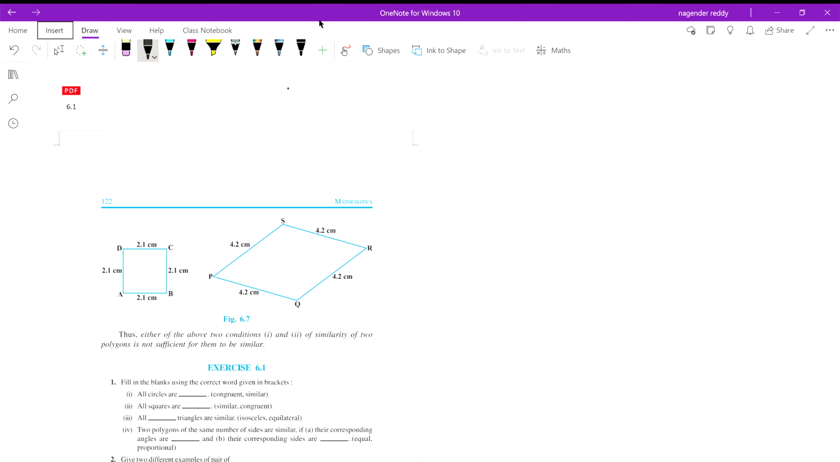Now we are going to discuss the concept of similar triangles, from NCERT 10th class students. The chapter name is Triangles, the sixth chapter of the NCERT book. In this chapter we are going to discuss mainly the concept of similarity.